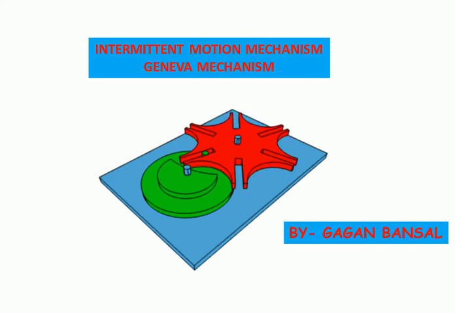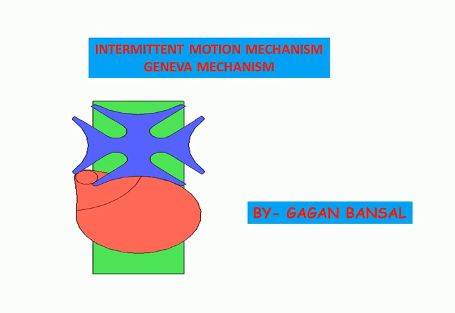Next is a more clear view. You can see that with the movement of the driving wheel, there is 1/4 movement in the driven wheel, making it an intermittent motion mechanism.